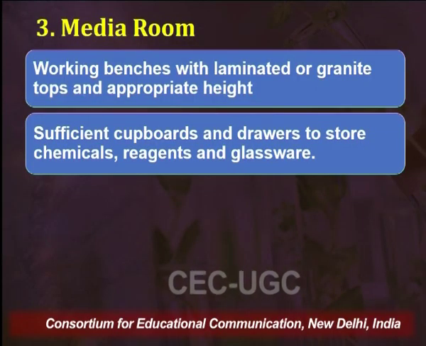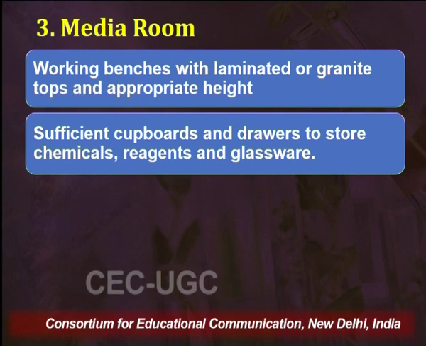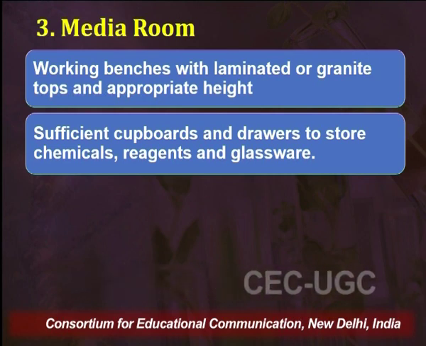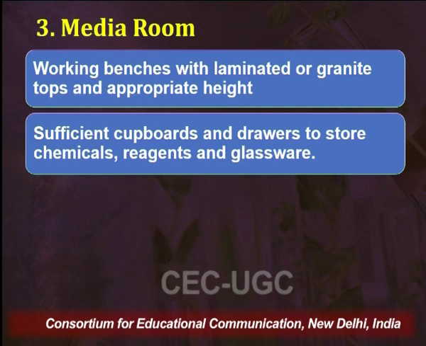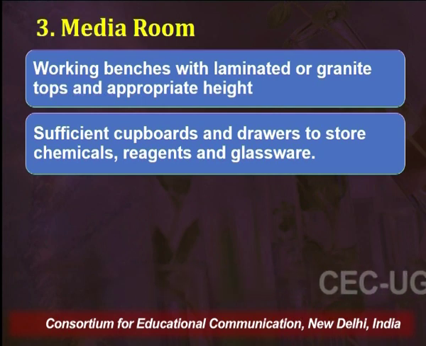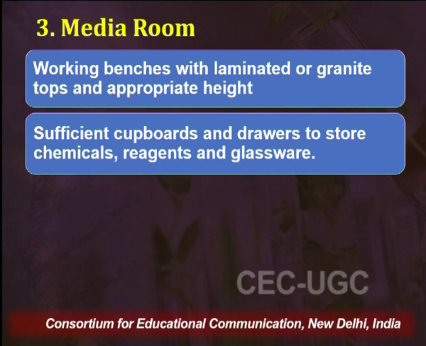work properly. As I told you, the media room should have a sufficient number of cupboards and drawers in order to store the chemicals, reagents or glassware, whatever is required, because for preparing media you require conical flasks of appropriate size, and different glass measuring cylinders to measure the specified amount of the media or the water. You require certain micropipettes in order to prepare stock solutions of vitamins, growth regulators or amino acids. So, depending upon your requirement, you should have sufficient space to store your equipment.